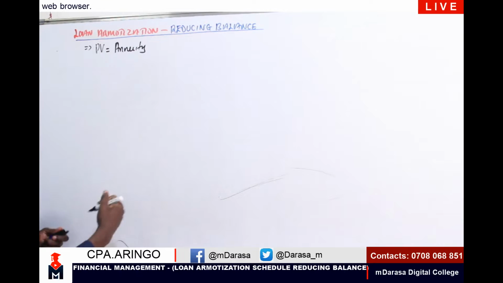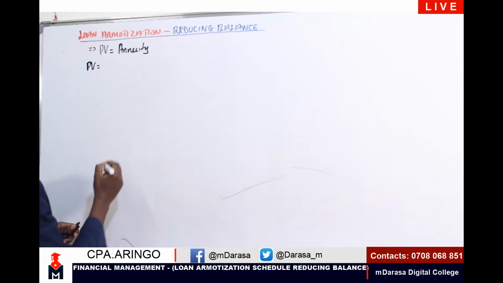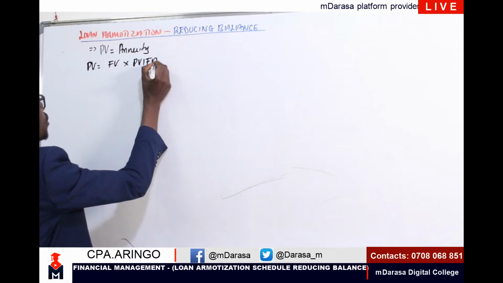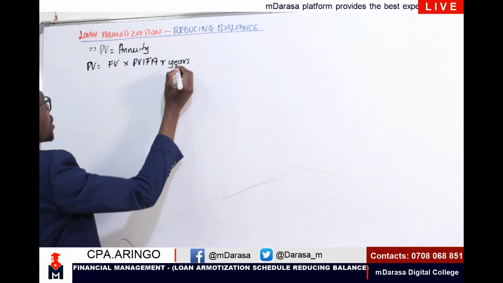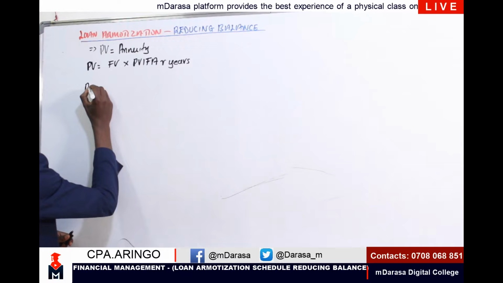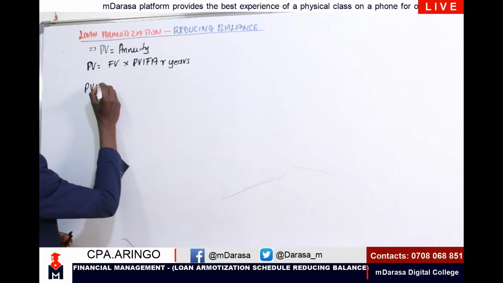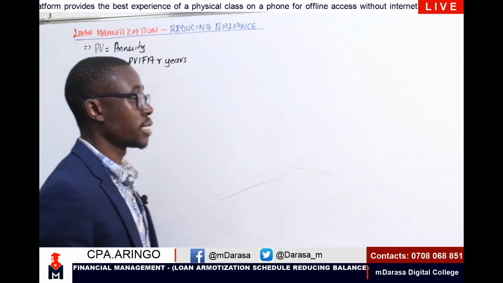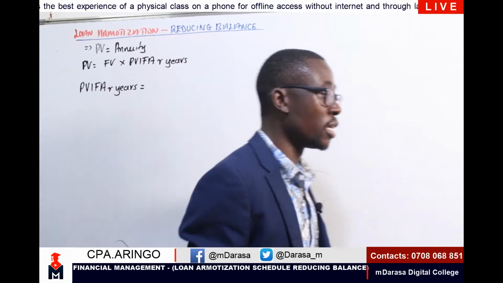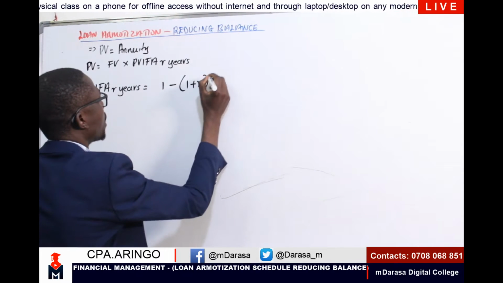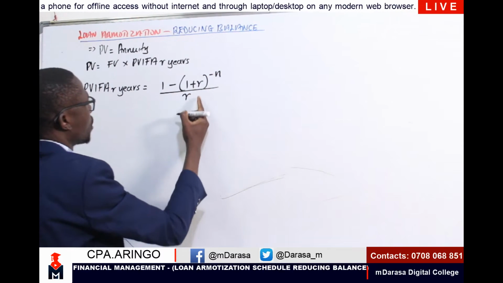For annuity, always recall, if we are to determine our present value, we should be having the future value times our present value interest factor annuity, given the rate and number of years. It will be upon us to determine the present value interest factor annuity, where you can either use your calculator or the formula that Mwalimu shared earlier. The formula is 1 minus 1 plus r raised to power negative n, divided by r, where r is the rate and n is the number of periods.